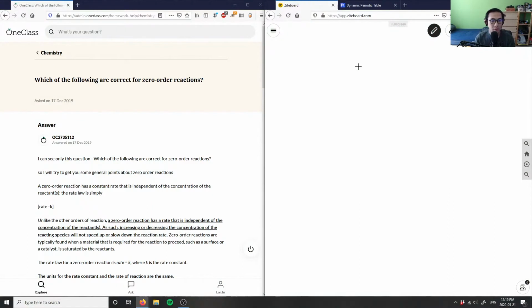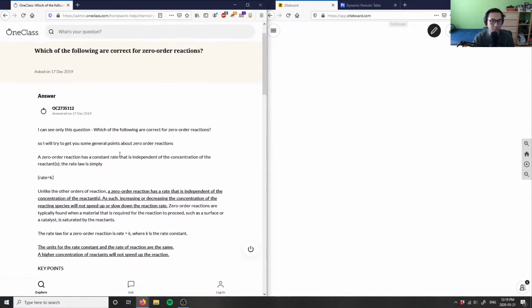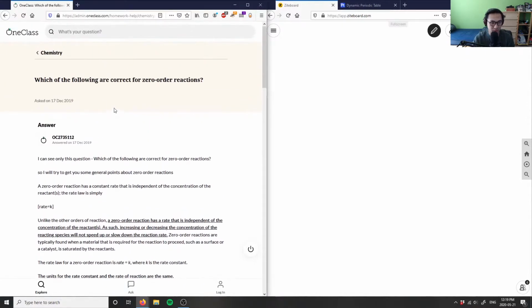Which of the following are correct for zero order reactions? I actually don't have a question given here, so I might just have to look at the solution to solve this. Because no question is given and it just says "which of the following" with nothing listed, let me check the solution to see what they're doing here. So this is about zero order reactions.